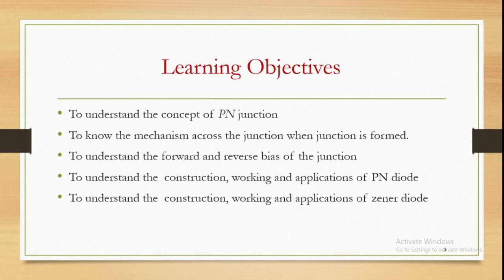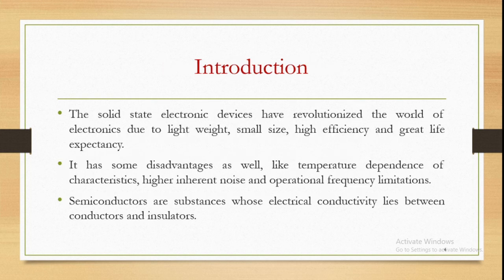In learning objectives, we have to understand the concept of PN junction, to know the mechanism across the junction when the junction is formed, to understand the forward and reverse bias of the junction, to understand the construction, working and applications of a PN junction. Finally, we have to see a Zener diode, its construction, working and application.